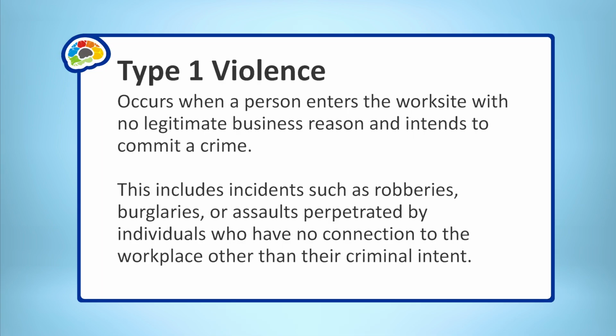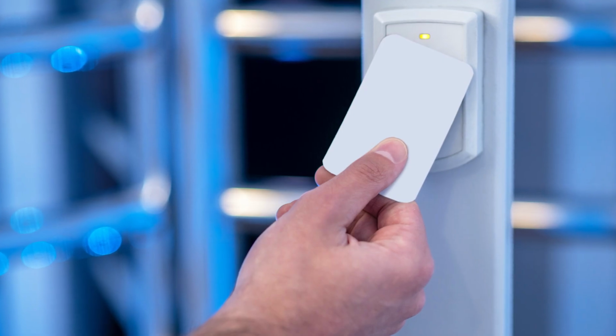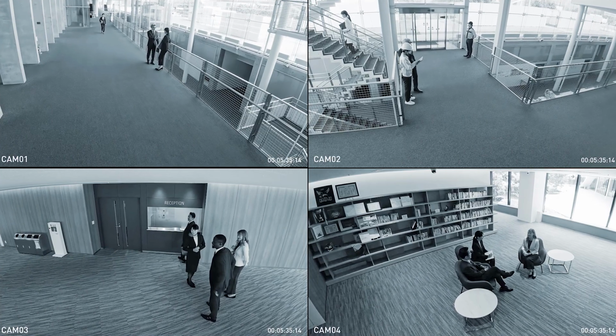Type 1 violence occurs when a person enters the work site with no legitimate business reason and intends to commit a crime. This includes incidents such as robberies, burglaries, or assaults perpetrated by individuals who have no connection to the workplace other than their criminal intent. To help prevent Type 1 violence and protect staff and property, employers should implement security measures such as access controls, surveillance cameras, and employee training specific to this type of violence.